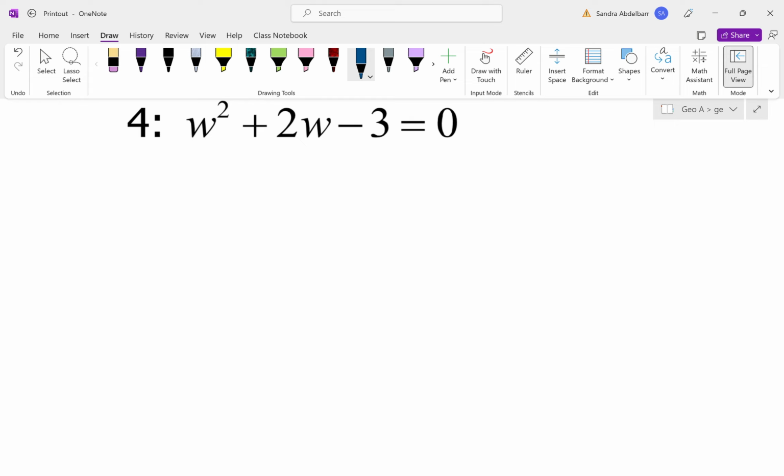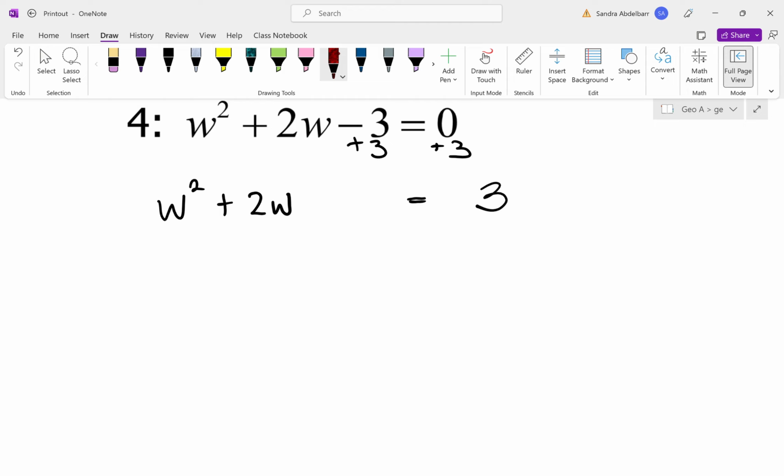All right, let's go through this. So what should we have done first? Daniela, what did you do first? Excellent. We're going to bring that constant over to the other side. So we have w squared plus 2w equals 3. John, what did you do now? Divide 2. Good. Divide 2 by 2. That gives us 1. And then what do we do, Sam?